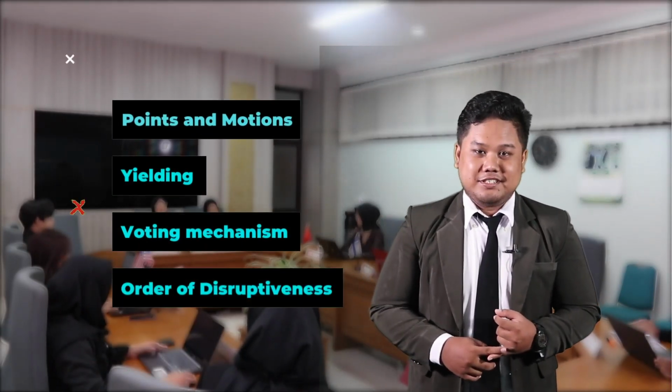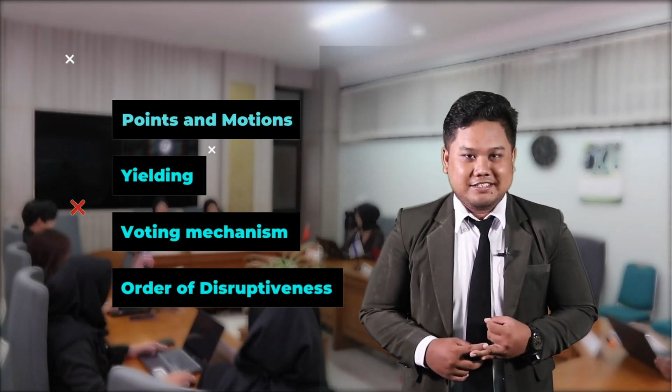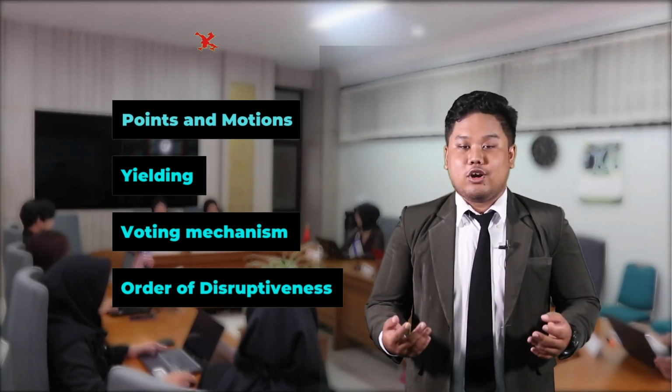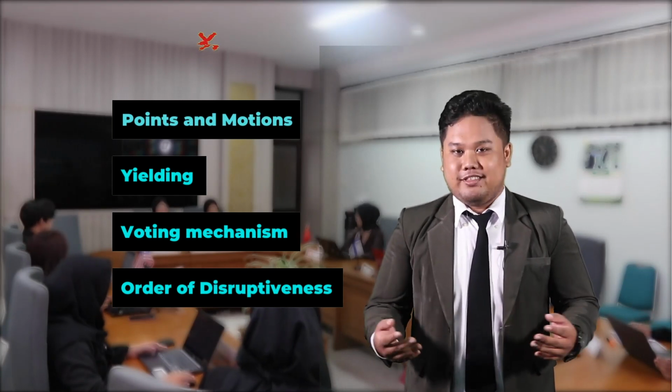And I'm here to explain to you about the things that you must know in the MUN, or International Negotiation Simulations. First thing is points and motions, and the second is yielding. Third is voting mechanism, and the fourth is order of disruptiveness, and so forth. Okay, delegates. Now I'm going to explain to you about what is points and motions.